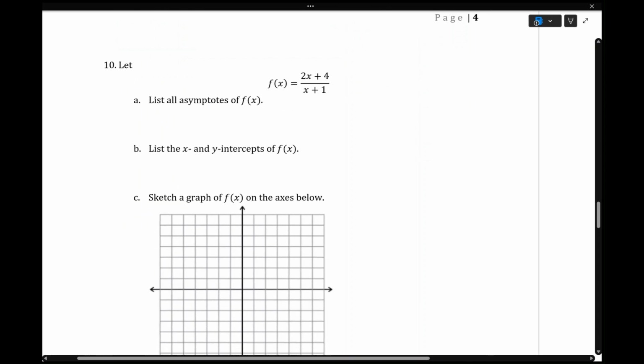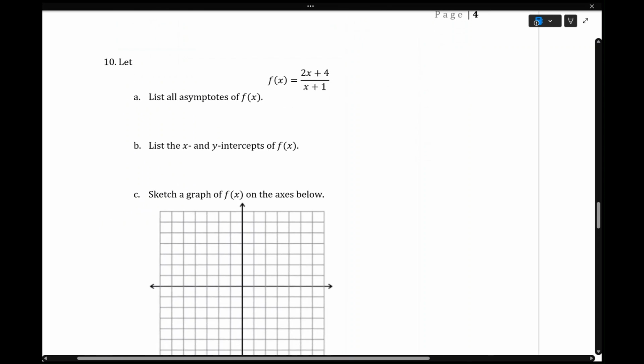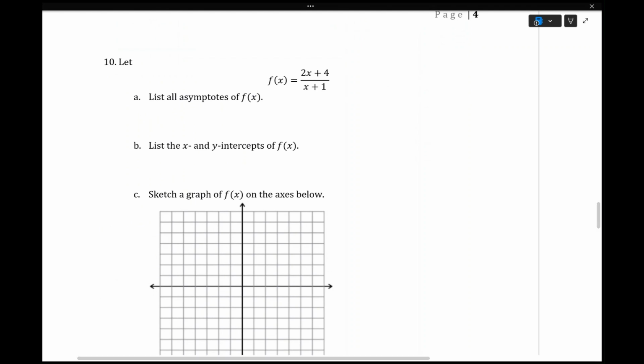Next up, we get to graph a rational function. Now, let's remember a couple things. First off, with rational functions, we always have to check for horizontal and vertical asymptotes. Vertical asymptotes come from divide by 0 errors, because dividing by numbers really close to 0 gets us really large numbers approaching infinity. So vertical asymptotes here are going to come when I have x plus 1 equal to 0. Well, that's when x equals negative 1. So that's one of our asymptotes.